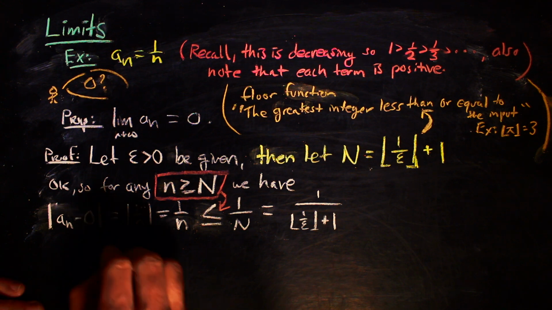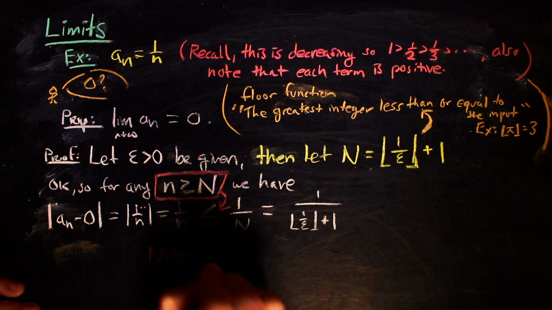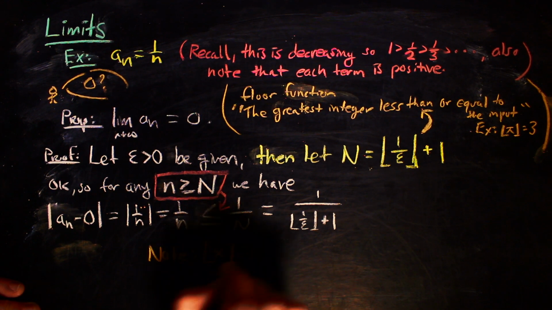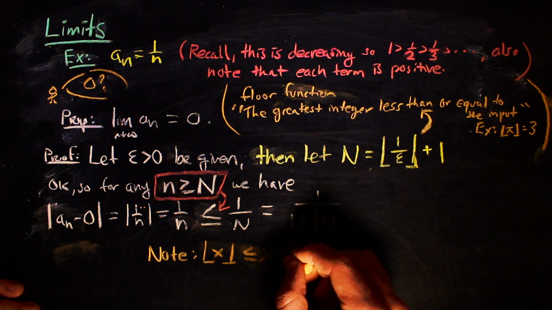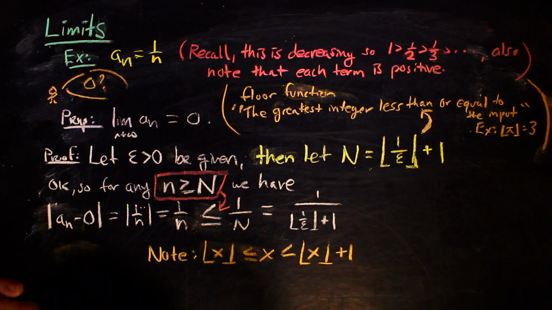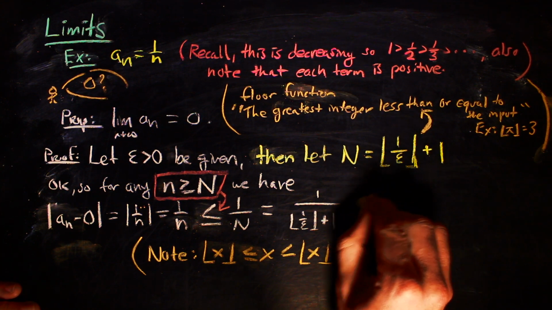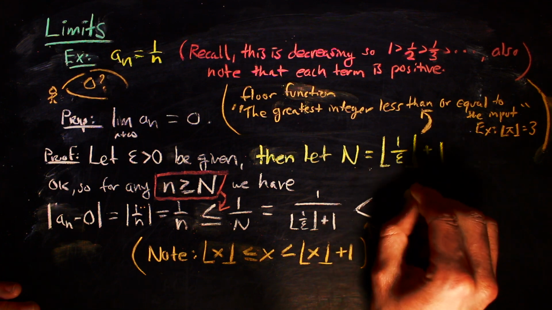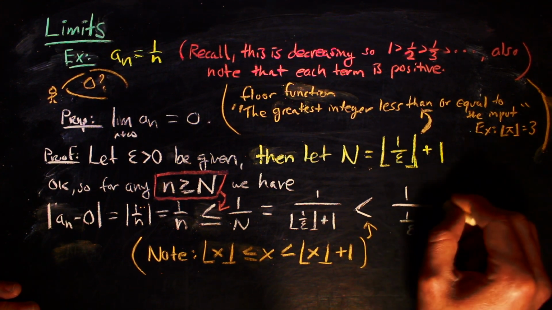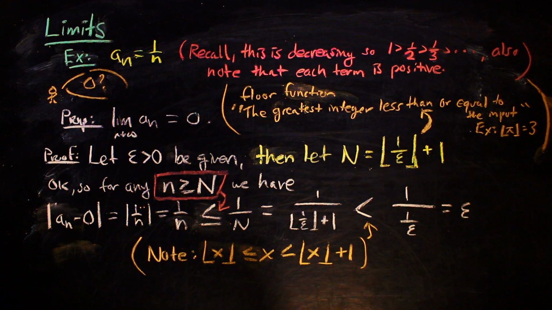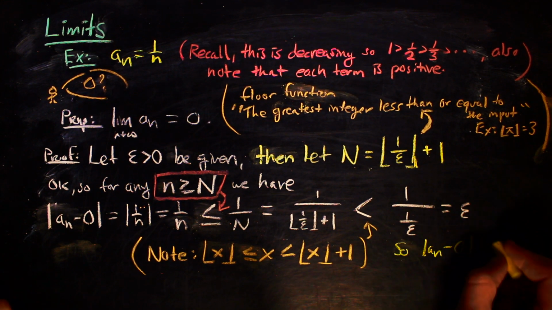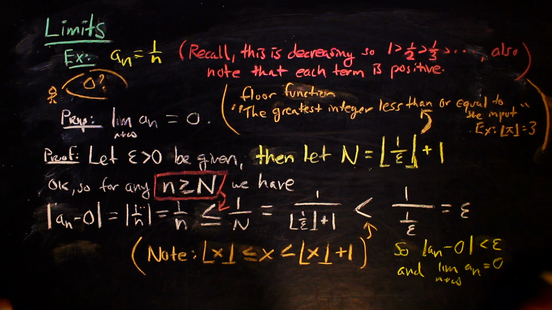Now the last step here requires a bit more mental work, that if you thought about where big N comes from, you might have come across this. It uses a fact about the floor function: the floor of a number is less than or equal to that number, which is less than the floor of that number plus 1. And so using this, we have 1 over the floor of 1 over epsilon plus 1 is less than 1 over 1 over epsilon, which is just epsilon. So if that was a little bit fast, I recommend taking a minute to look over the argument again, because essentially we're done. For the desired criteria, we found that the absolute value of a sub n minus 0 was less than epsilon. And so 0 is the limit value as desired.